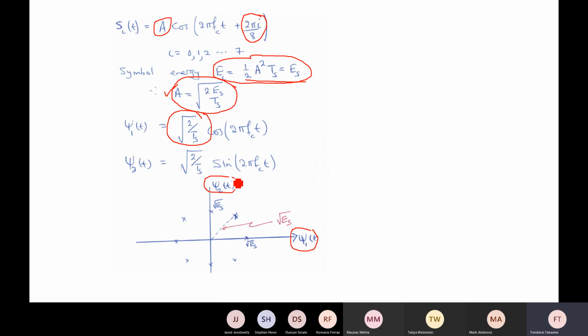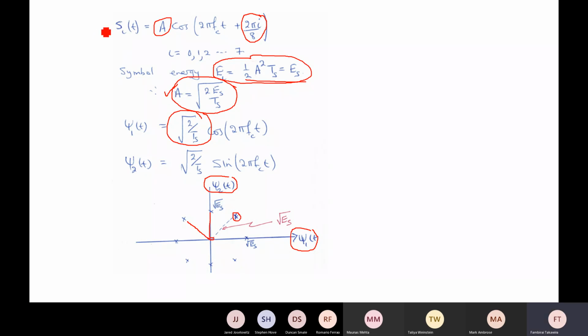Each of the signals will have, with respect to psi1 and psi2, an amplitude of root of Es. So essentially this here would be root of Es. Likewise, this here is root of Es, and this here is root of Es, etc. Because the distance from the origin to any of the points is given by the square root of the energy of that signal. In this case, they all have the same energy, so it will be root of Es.